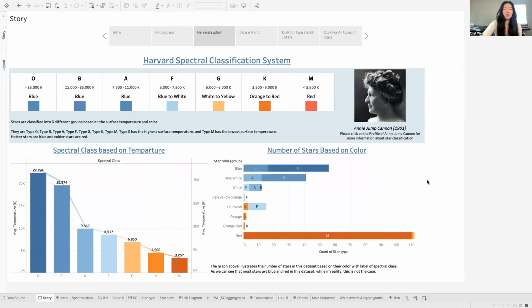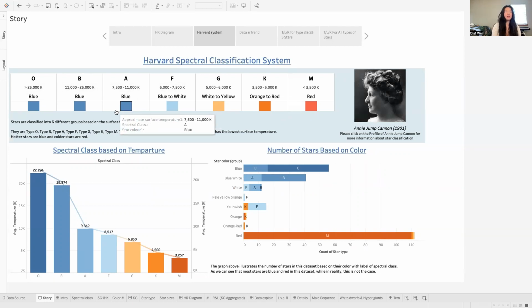Okay, the next dashboard is about the Harvard Spectral Classification System. It was developed in 1901 by Annie Jump Cannon. And I put a URL link on there too. You can read more information on Wikipedia. So what she did is she classified stars into 7 different groups, from type O, B, A, F, G, K, M.